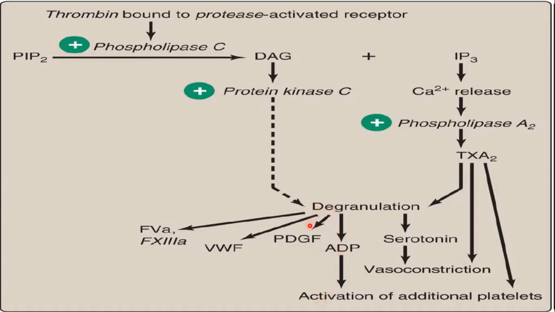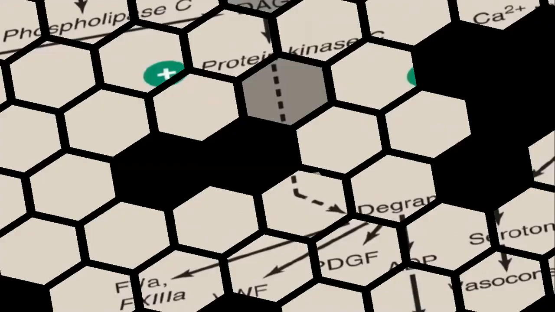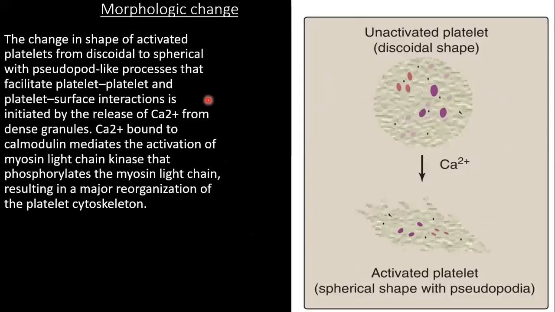Now, from the alpha granules, you release your platelet-derived growth factor, von Willebrand factor, activated factor 5, and your fibrin stabilizing factor. I will show you where fibrin stabilizing factor will be needed. Now, morphologic change. This is also under platelet activation.